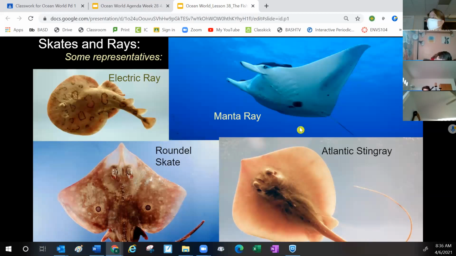They have different feeding methods. Some of them just eat plankton or are considered herbivores. Others are carnivores. So there's a variety of feeding types.